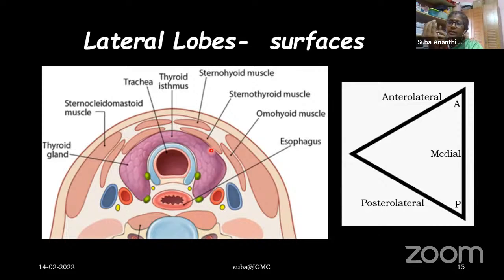This thumb, consider it as the posterior border. So this posterior border separates the medial surface from the posterolateral surface. Okay, so we have two borders, the anterior border and the posterior border. We have three surfaces: a medial surface, a superficial surface or anterolateral, and a posterolateral surface.